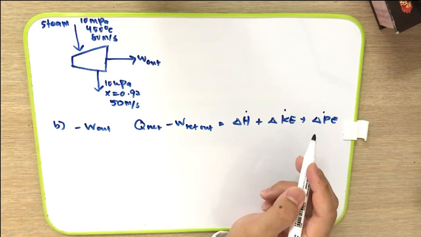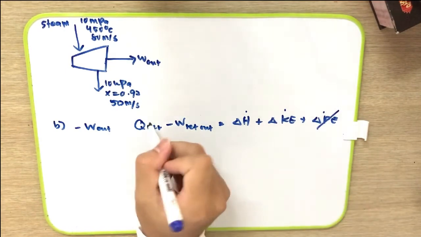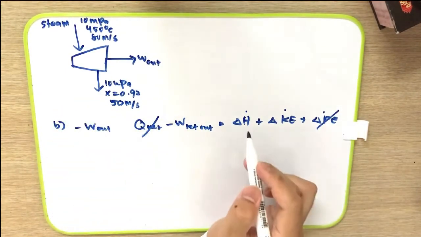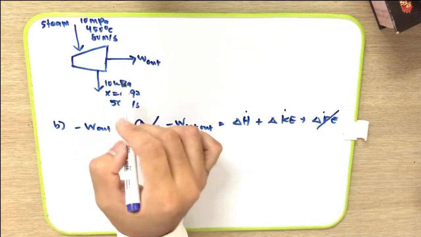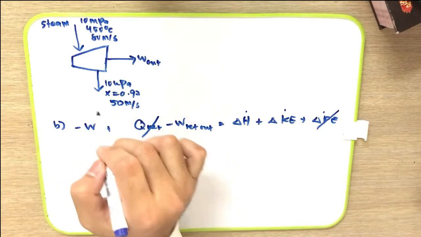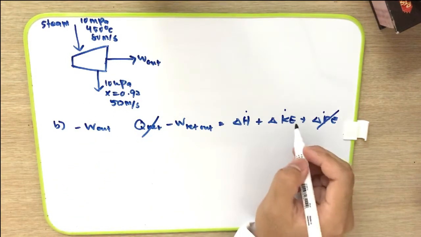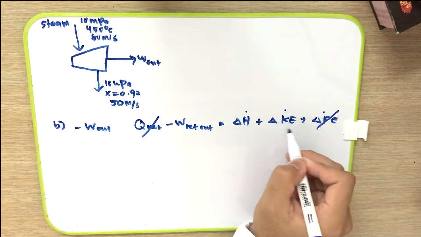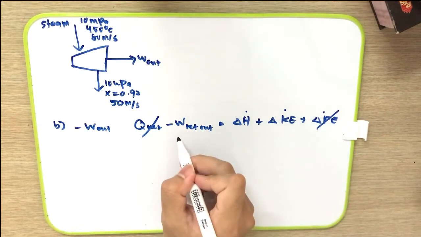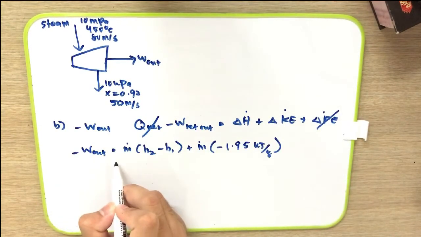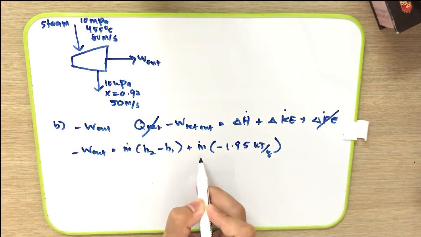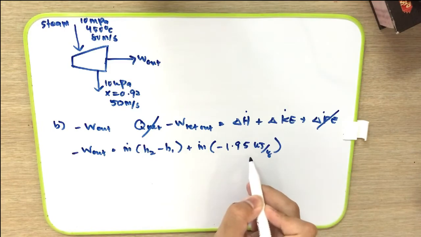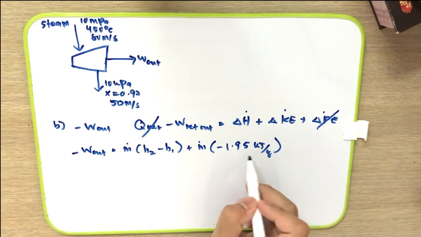Next, we neglect what is unnecessary, which is PE and also Q, because it is adiabatic. KE we have to take into account because we are provided with the velocity, and just now we calculated the change of kinetic energy, so we have to include it. From here we get negative W out is equal to m times (H2 minus H1) plus m times negative 1.95. The change of kinetic energy we found just now, so we can substitute it in here.